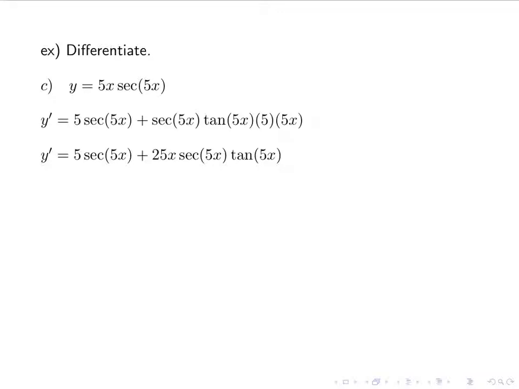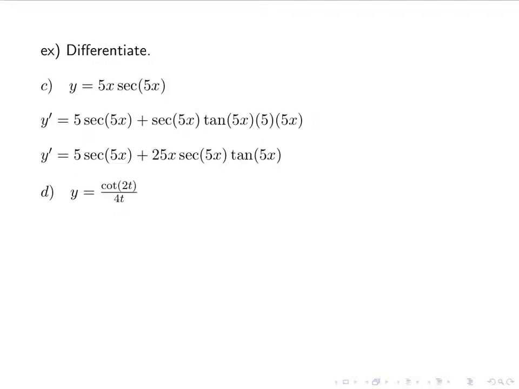And then again, I'm just going to clean it up. So I get 5 secant of 5x plus 25x secant 5x tangent 5x. They can get a little long, especially with the product rule, but remember, just start doing it function by function inside the chain rule. So as another one, we've got cotangent of 2t divided by 4t.